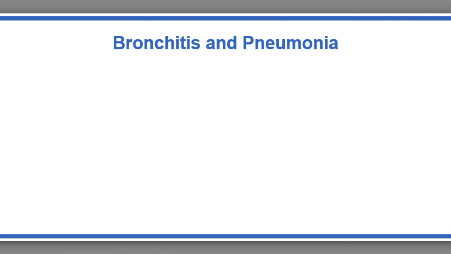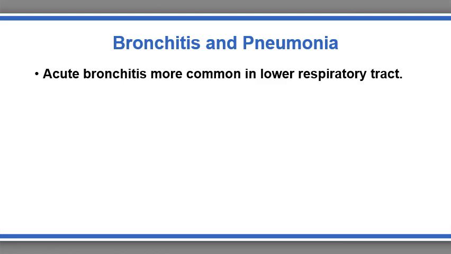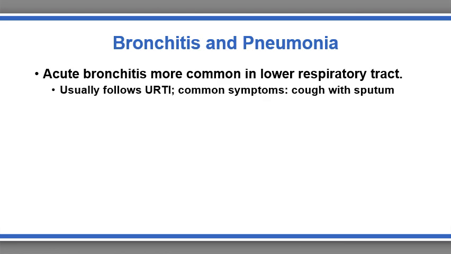So looking at bronchitis and pneumonia: acute bronchitis is a more common infection in the lower respiratory tract, and usually it will follow an upper respiratory tract infection. Many times, particularly with acute bronchitis, the pathogen is viral, but you don't usually identify the pathogen.